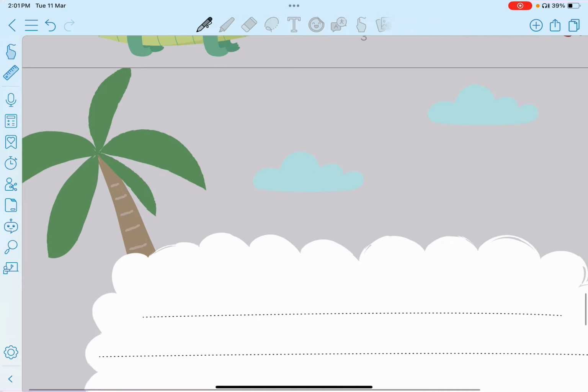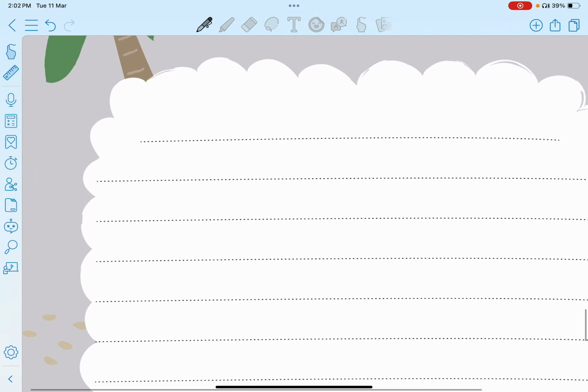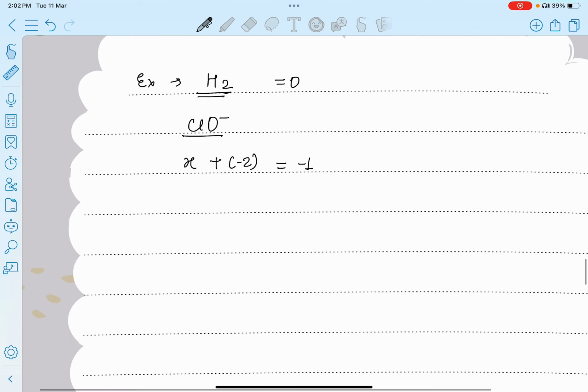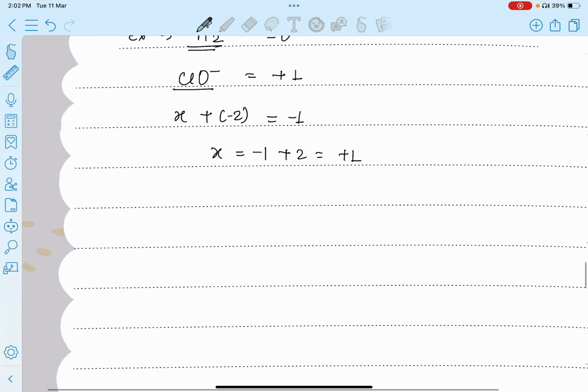Okay. Now we are going to calculate some more oxidation states. Our next example is the oxidation state of H2. It is the elementary state of hydrogen, so the oxidation state is 0. Okay. Now if we consider ClO minus, it is a polyatomic ion. The oxidation number of Cl is X and oxygen in oxide is -2, and in a polyatomic ion the sum is equal to the charge, so it is equal to -1. So X is equal to -1 plus 2, which is +1. So the oxidation number of chlorine in ClO minus is +1.